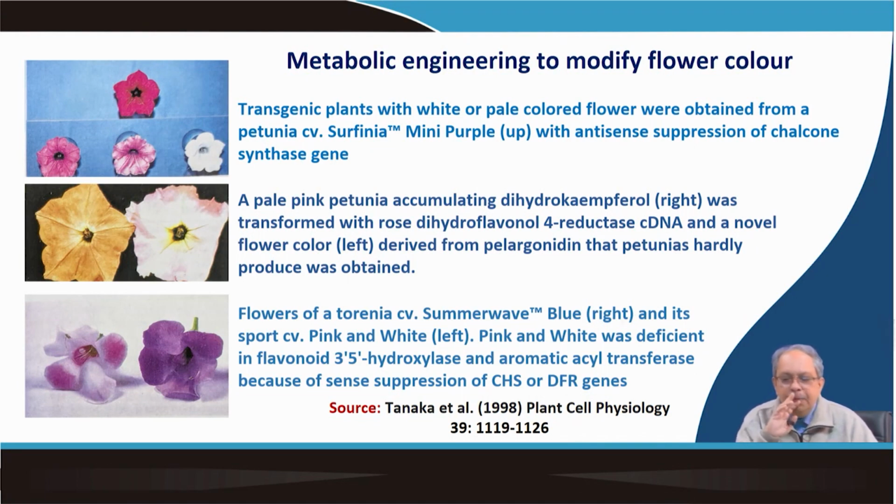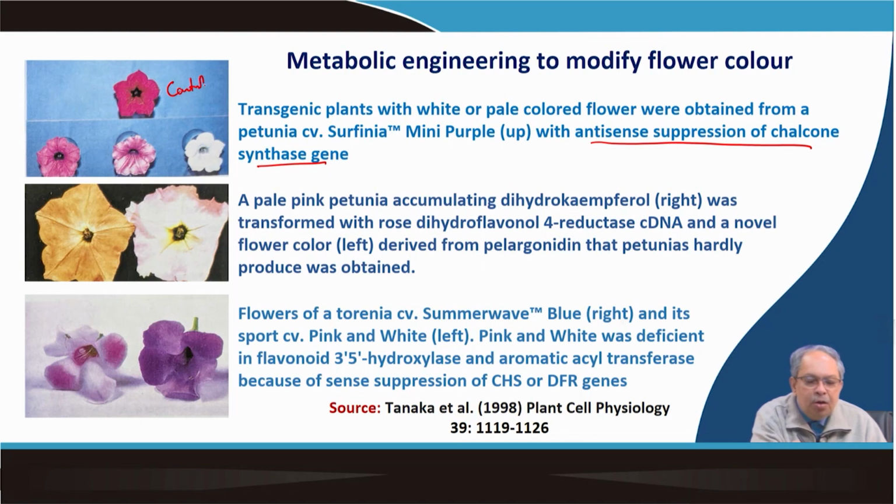So, another example is this metabolic engineering to modify flower color. One is petunia, where they have used another variety, a purple variety, and they used antisense suppression of chalcone synthase. What you see here is the control, which produces this color. When you suppress, depending on the level of expression, you see that coloration changes and eventually it produces white flowers in different lines, depending on the expression levels, how many copies of genes are inserted, and how strong your promoter is.